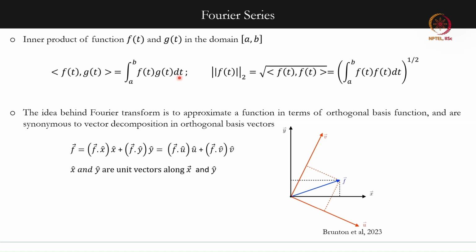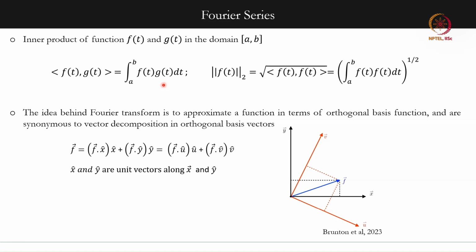To understand this, let us look at an example in the vector space itself. Say we have two vectors f and g. What we are essentially doing here is taking the summation of the element-wise product across the entire length of the vector. So basically that is nothing but the dot product of the two vectors f and g. So inner product is essentially the equivalent of a dot product in the function space.